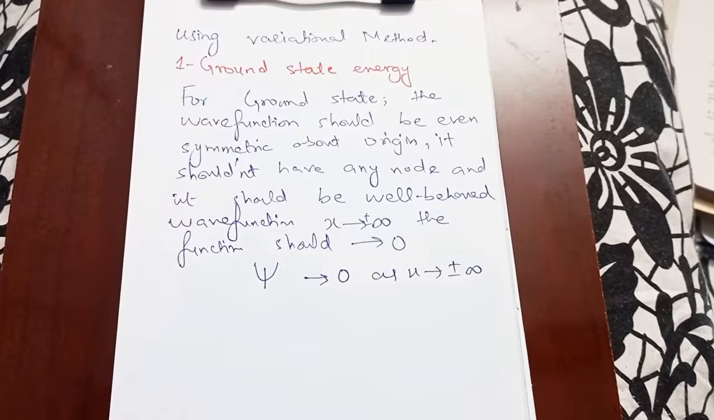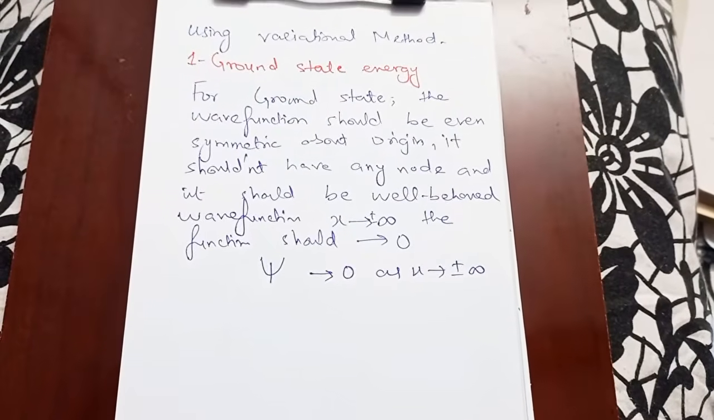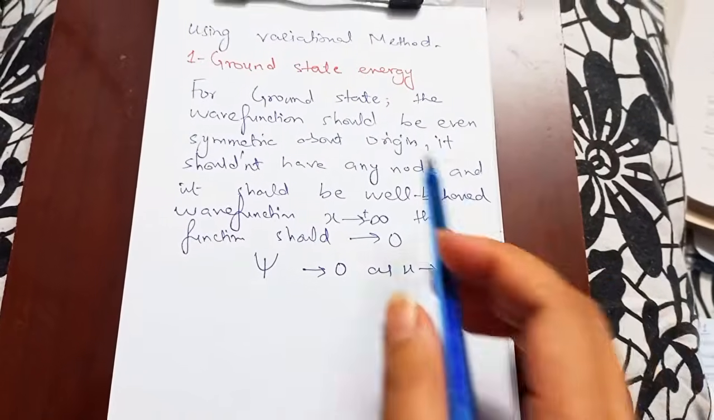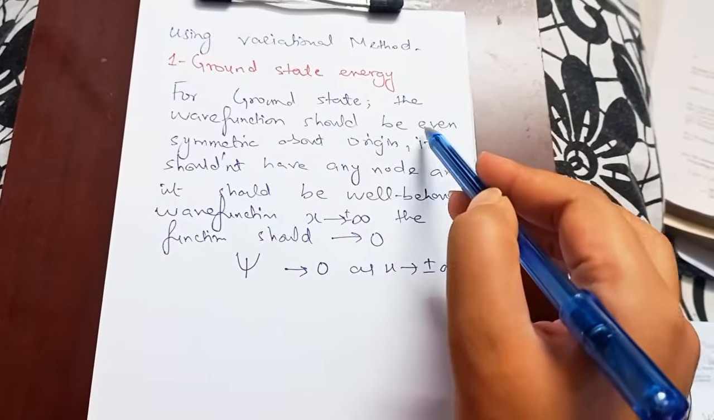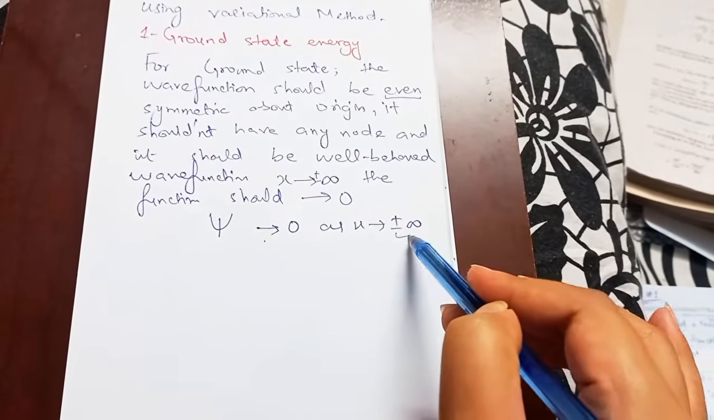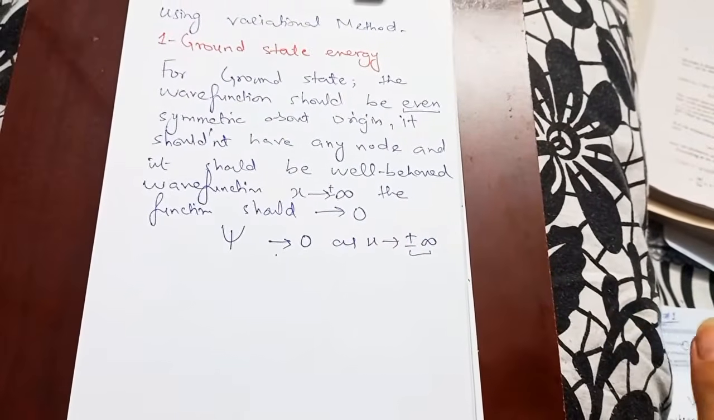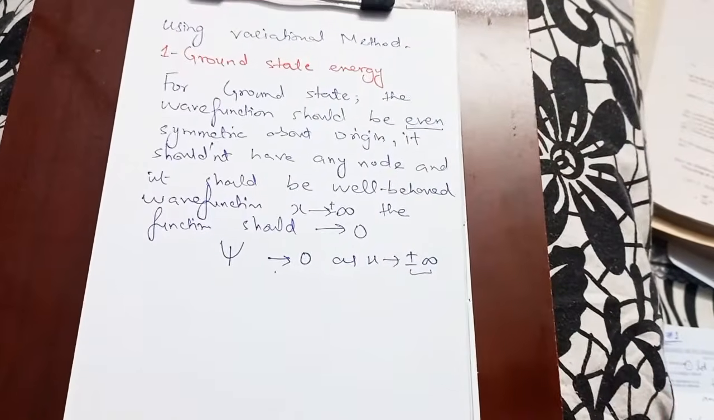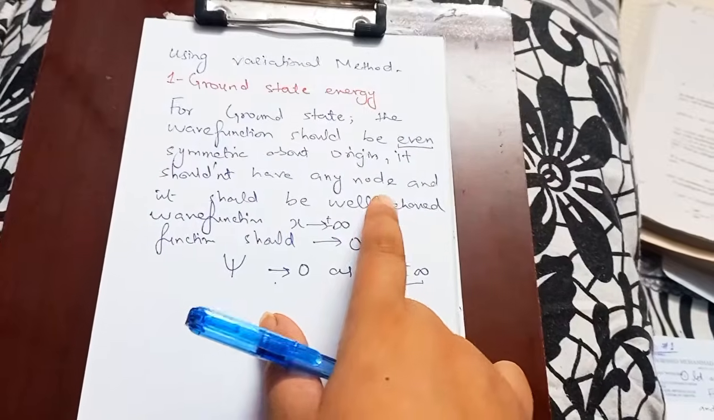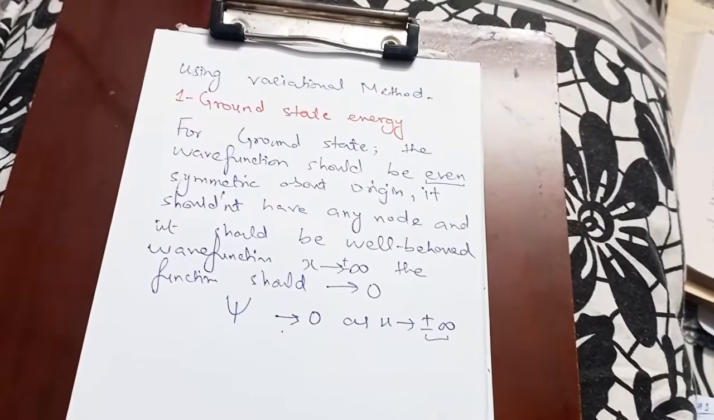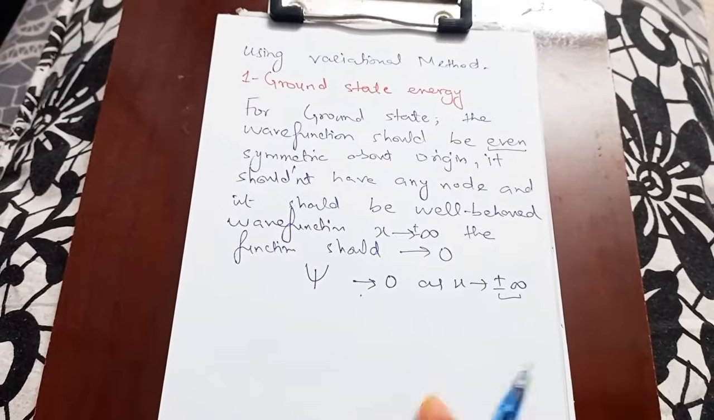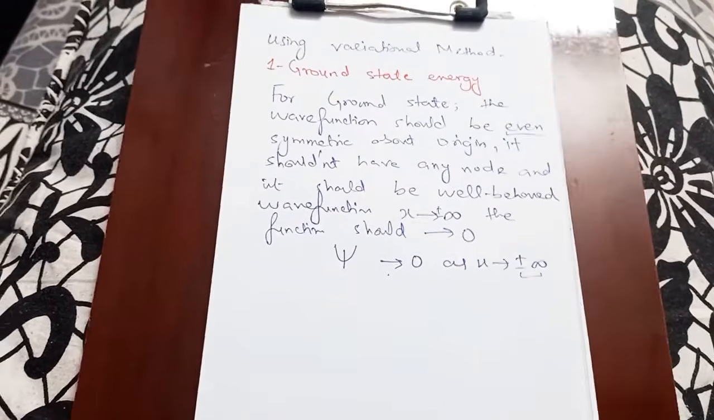These are some conditions that we are imposing on our ground state wave function. It should be even and symmetric. By even, it ensures that it is 0 for both plus infinity and minus infinity. That is also a benefit of using an even function for the ground state. With the condition that it shouldn't have any node, it means it shouldn't be 0 anywhere else except at plus minus infinities. These are all the conditions that we have for the ground state wave function.